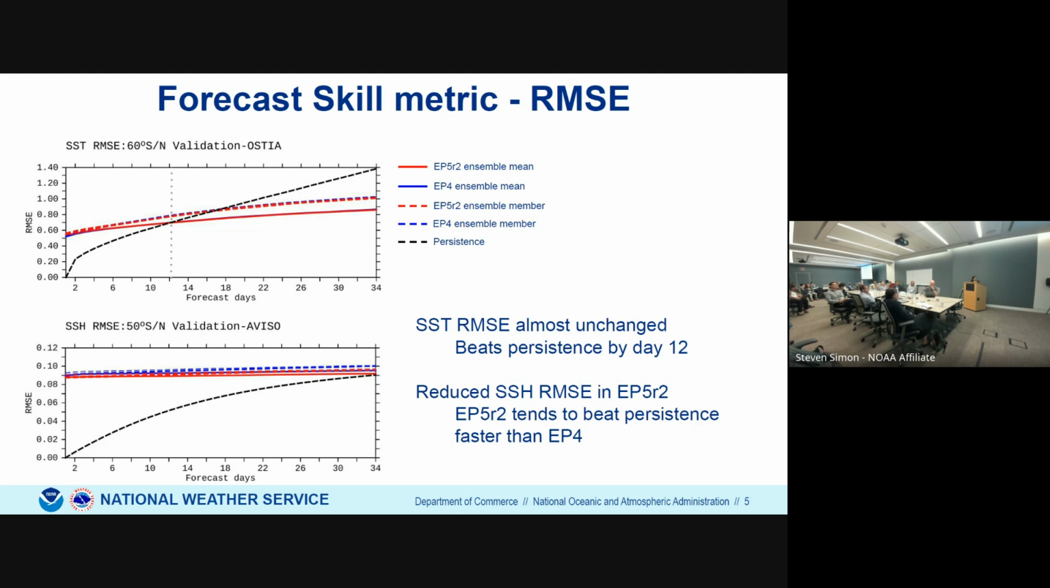The bottom panel is showing the sea surface height RMSE, and you can see the root mean square error more or less persists at the same level throughout the forecast period. In this case, the EP5R2, which is the red line, does perform a bit better than EP4. So we do see some improvement in sea surface height, and it also tends to beat persistence faster than that in EP4.